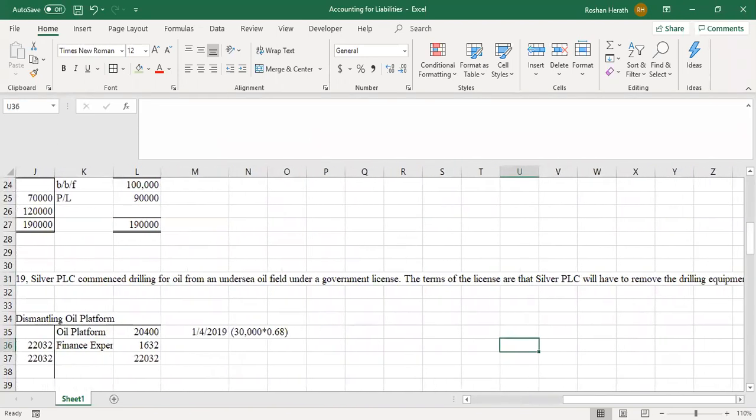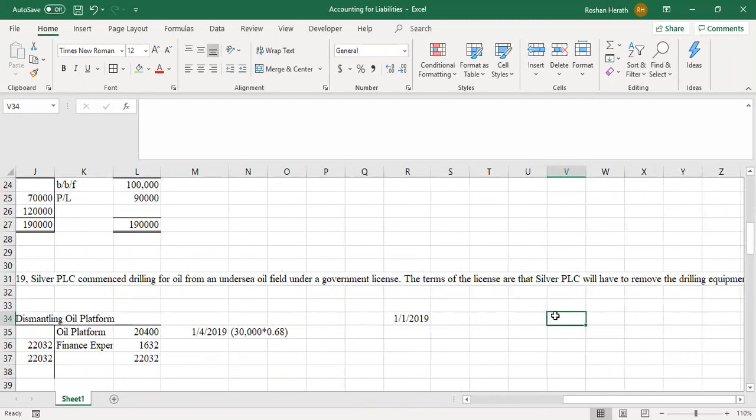So if I'm just to brief you again on this situation, here today we are on 1st of January 2019, and you have a particular liability that is to be settled in like 5 years time. It's on 31st March 2024. You need to remove the drilling platform, right? So you need to remove that drilling platform and you need to cease your operation.